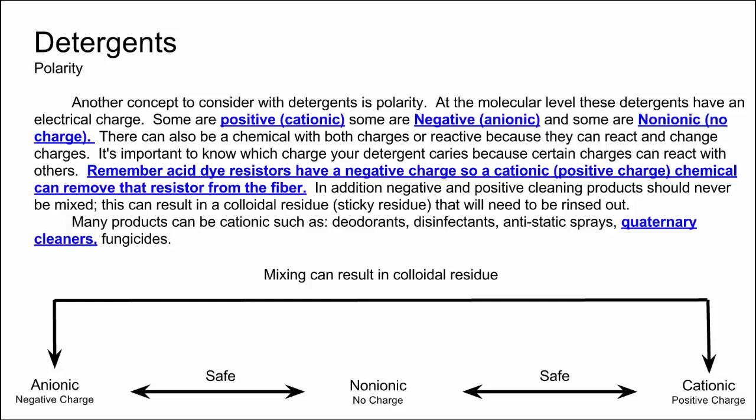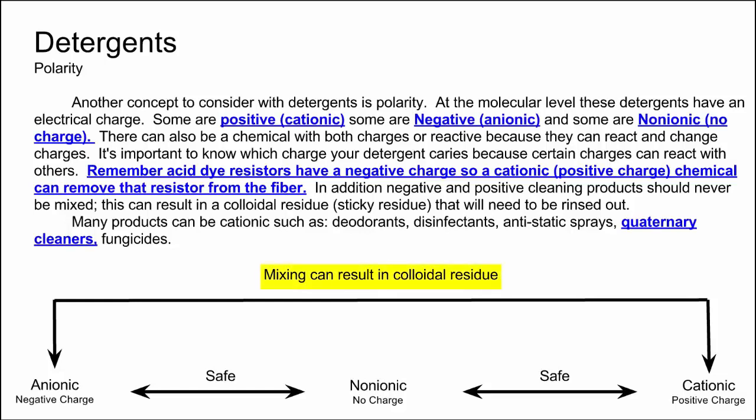You want to know first of all, I shouldn't spray cationic products onto a stain resist carpet ever. Now most products that do carry a cationic or a positive charge are going to be deodorizers, disinfectants, anti-static sprays, quaternary cleaners. Remember that name, quaternary cleaners. Those are going to carry a positive charge. They're cationic. Also, fungicides.